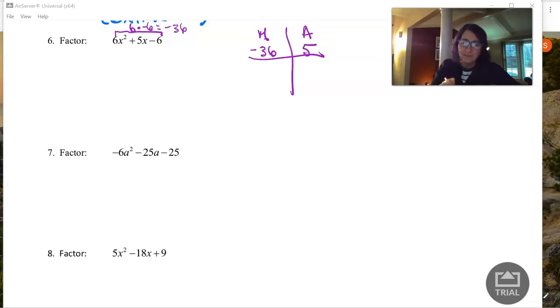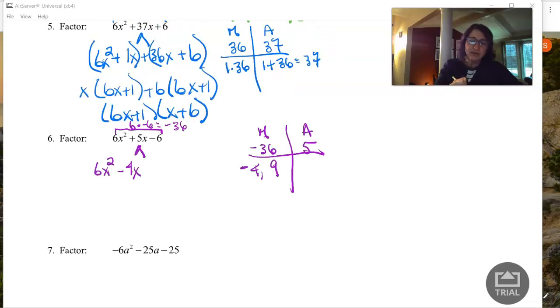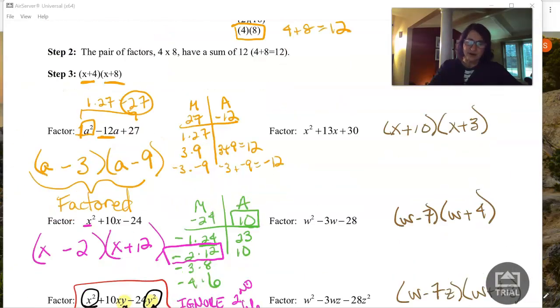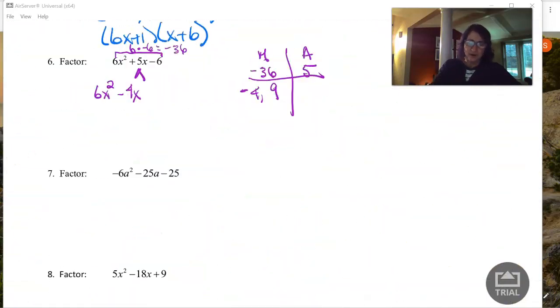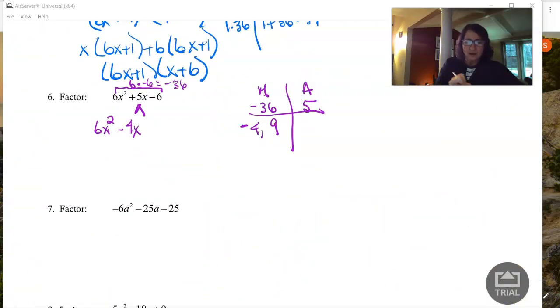All right, how about 4 and 9? And what if we make the 4 negative? So I'm going to use those to split my middle term. So I've got 6x squared minus 4x plus, oh, I am so sorry about that. Let's get back to where we were. There we go. Okay, plus 9x minus 6.